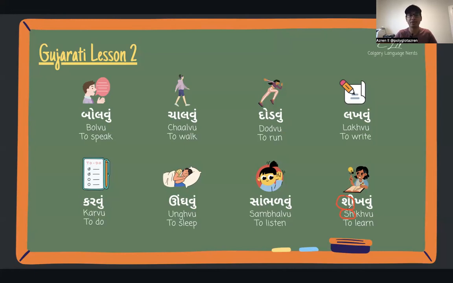Final thing I'll point out on this page here is this word here, ungvu. Some people will say suvu. It's another synonym for this verb. So these are 8 common verbs in Gujarati. A verb is an action word, something you do. So speaking, walking, running, writing, doing, sleeping, listening, learning, these are all things that we do. Those are what verbs are.